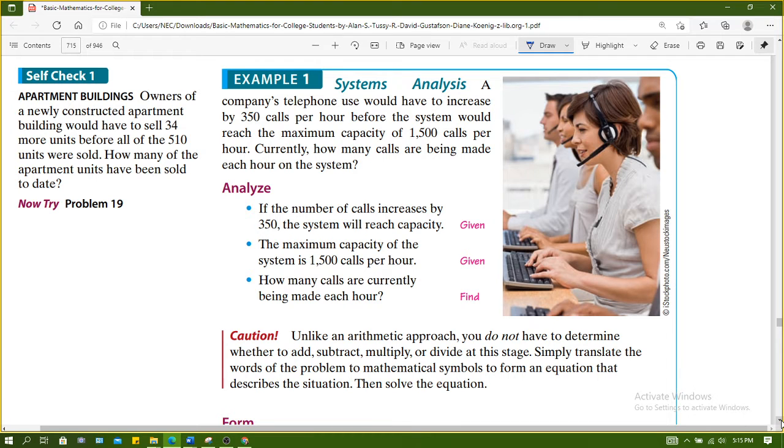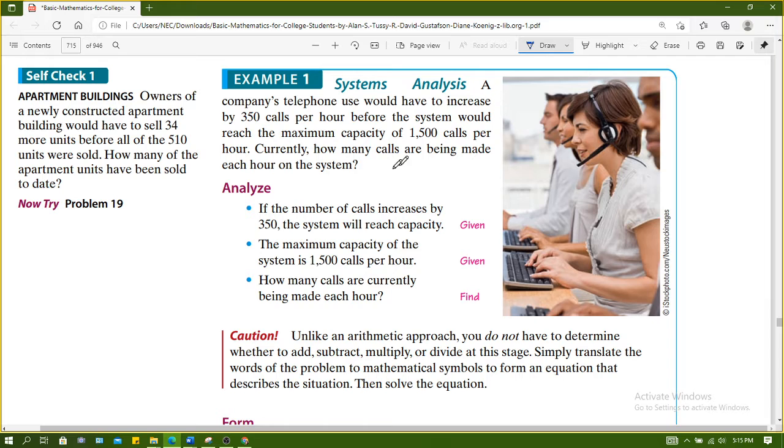Example number one, systems analysis. A company's telephone use would have to increase by 350 calls per hour before the system would reach the maximum capacity of 1,500 calls per hour. Currently, how many calls are being made each hour on the system? Okay, analyze, the first step. If the number of calls increases by 350, the system will reach capacity. Okay, so to increase by 350 calls.